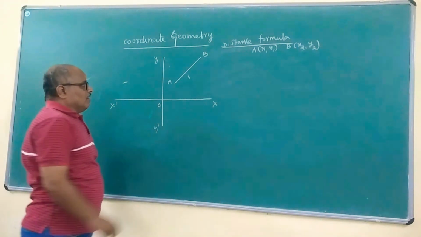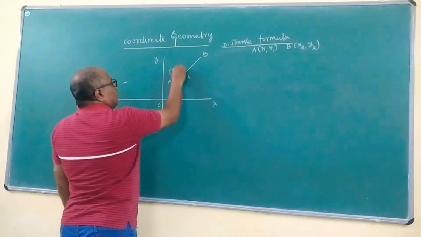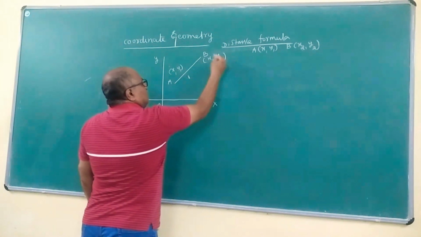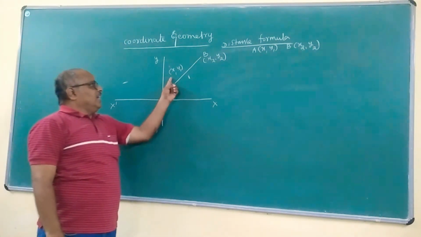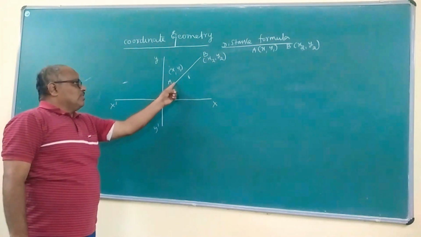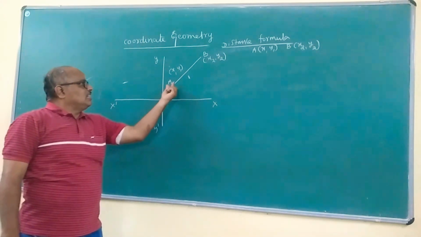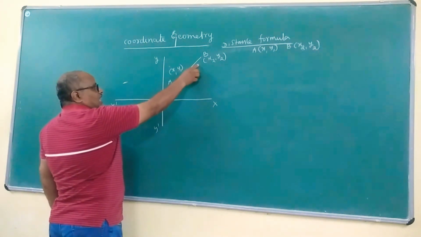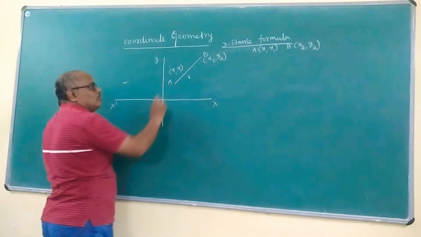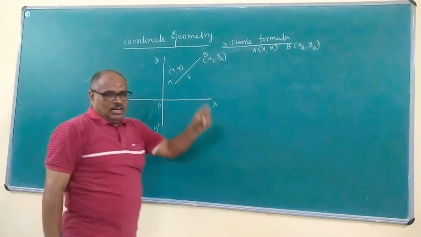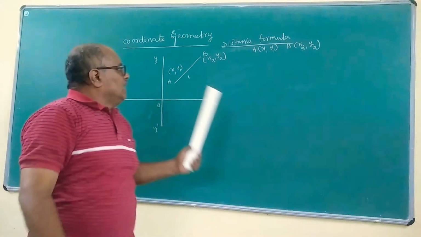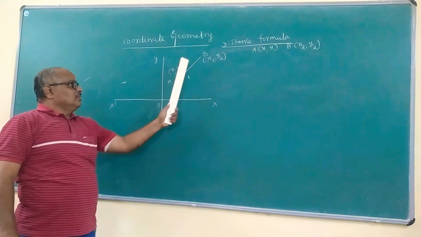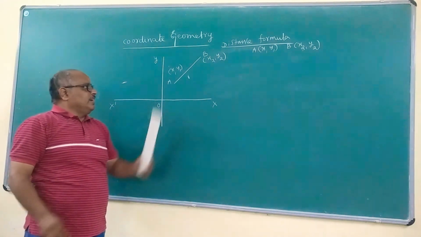Say the coordinate of A is (x1, y1) and B is (x2, y2). A is one point, B is another point, and AB is one of the lines. Now we are going to find the distance between the A and B coordinates. How? AB is a line lying in the first quadrant whose coordinates are (x1, y1) and (x2, y2).